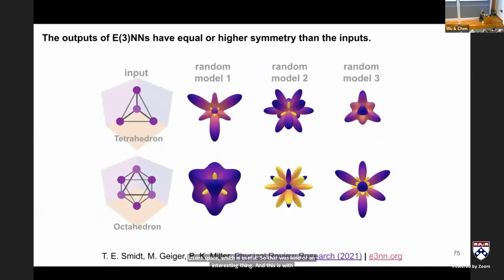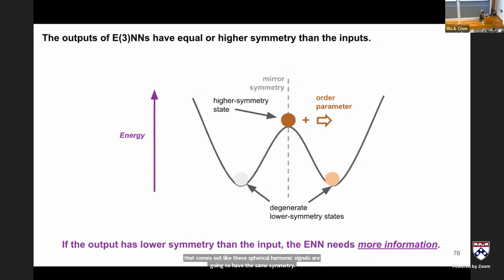Last but not least, I won't go through the full details of this, but essentially, if you preserve symmetry, that means the outputs of your model have to have equal or higher symmetry than your inputs. So I put in a tetrahedron or an octahedron. Anything that comes out, like these spherical harmonic signals, is going to have the same symmetry. And what this means is that if you want to have an output with lower symmetry, you need to give the model more information, or you need to have a sampling procedure.